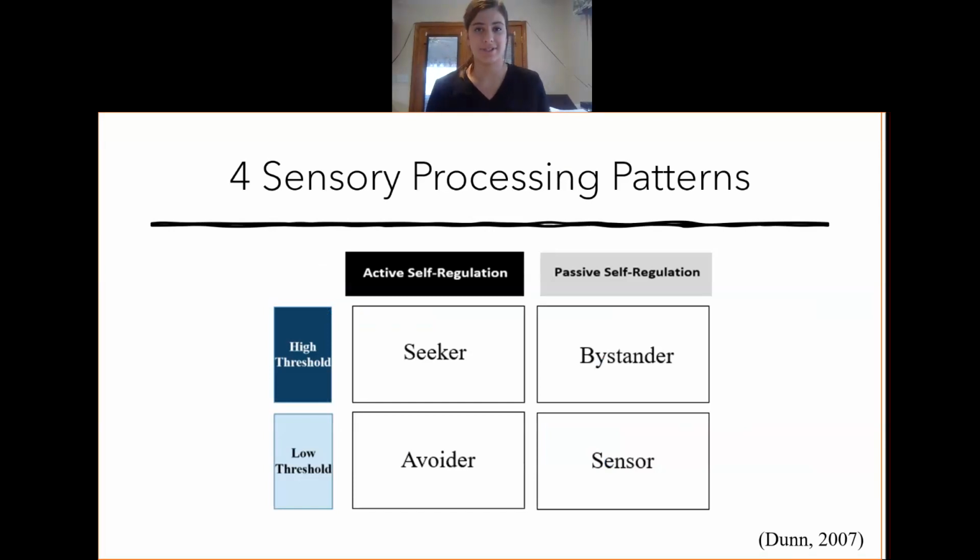So everyone has a sensory processing pattern. So everyone fits somewhere within a seeker, bystander, avoider, or sensor. Sensory patterns can differ depending on the sensory system. So someone can be a tactile seeker, but a vestibular avoider.